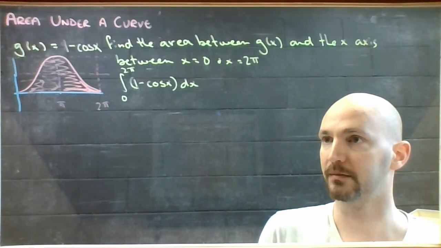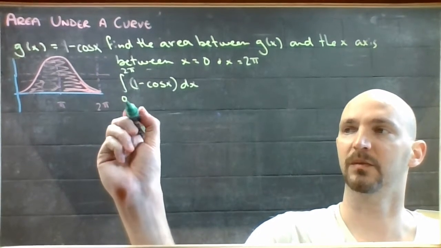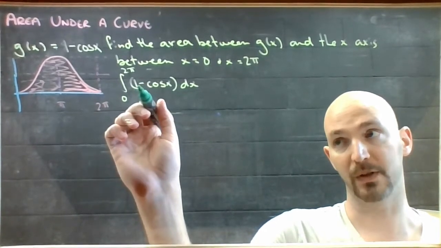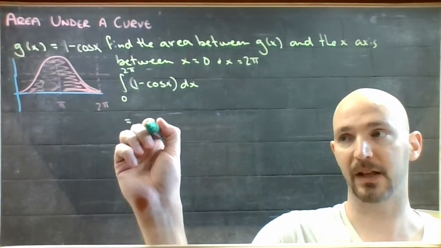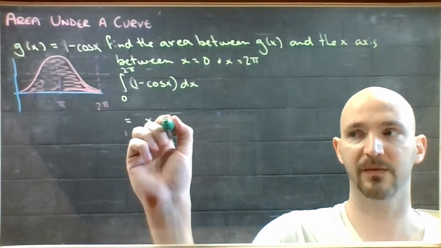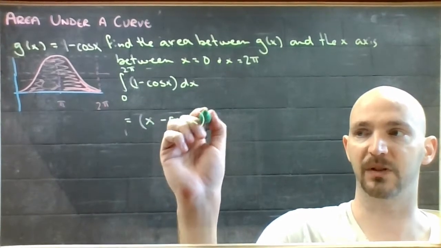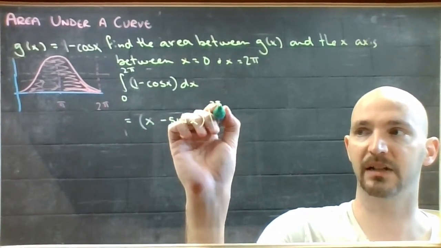All right. So ask yourself, what do you need to get 1 as your derivative? Well, that would have to be x. What do you need to get negative cosine as your derivative? That would be negative sine x. And I'm supposed to evaluate this from 2 pi to 0.